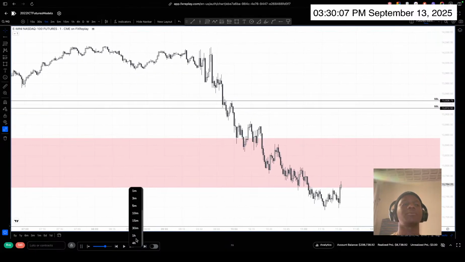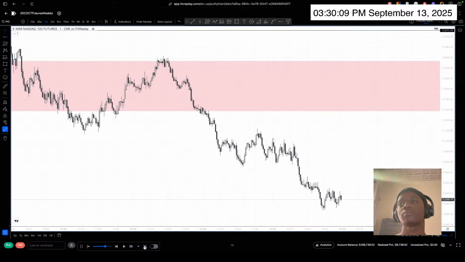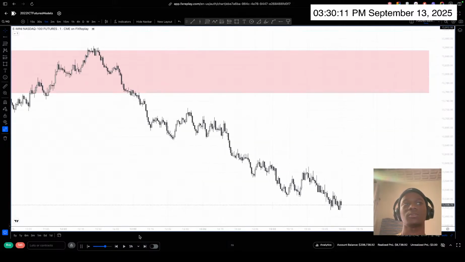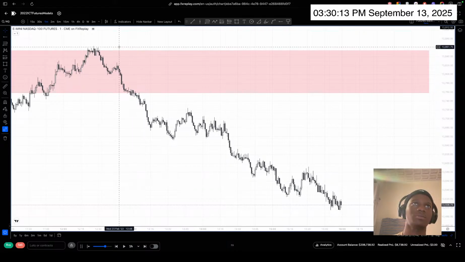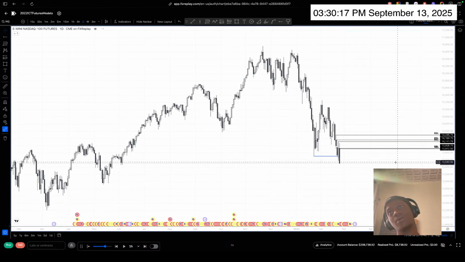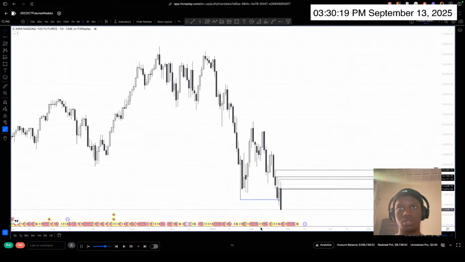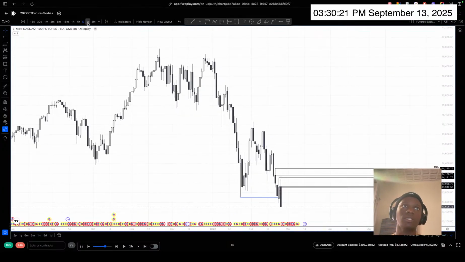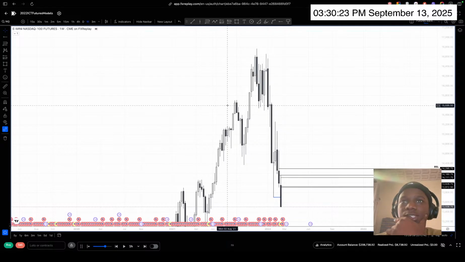Let's see how the PM session moves. So PM session also ends up dropping. So I was wrong on saying that market's gonna go higher. I was wrong. And it's normal. So let's see what changed on the weekly.